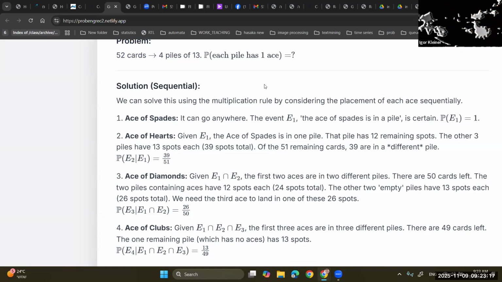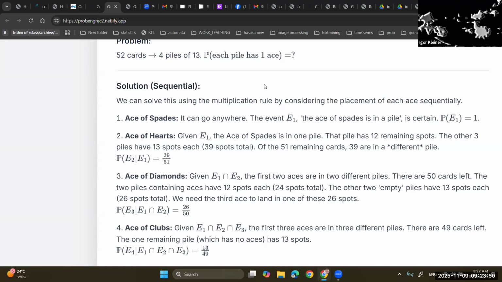Now E3. E3 is an event. We continue the same way: the ace of diamonds is not in the same pile where the ace of spades and the ace of hearts, the two previous, are. Just a moment, what do we have here? Spades, hearts, diamonds.